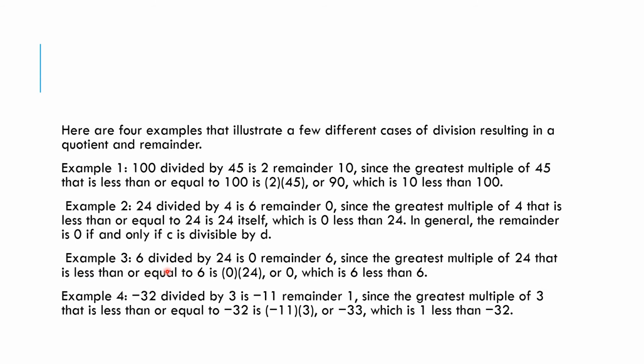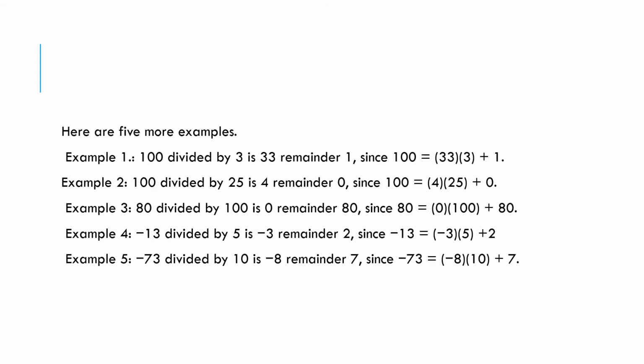Example 3. 6 divided by 24 is 0, remainder 6, since the greatest multiple of 24 that is less than or equal to 6 is 0 times 24, or 0, which is 6 less than 6. Example 4. Minus 32 divided by 3 is minus 11, remainder 1, since the greatest multiple of 3 that is less than or equal to minus 32 is minus 11 times 3, or minus 33, which is 1 less than minus 32.